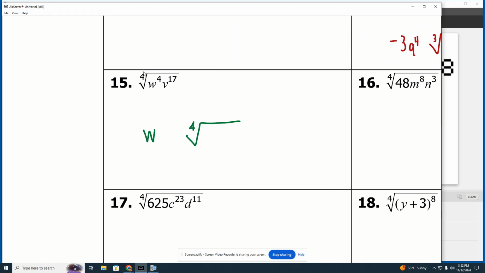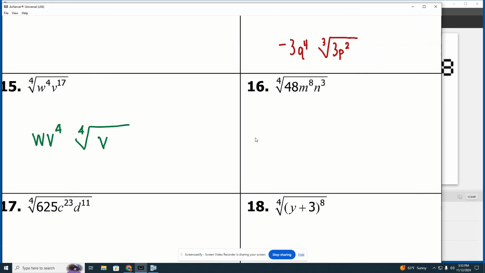This is done. Now, how many times will 4 go into 17? If you don't know, just divide. 17 divided by 4 is 4 point something. So V gets to come out 4 times, right? What is 4 times 4? 4 times 4 is 16. So 16 of these V's came out. Well, if 16 of those V's came out, how many are left? 1. So V is left alone inside. So W, V to the fourth, times the fourth root of V. That's our answer.